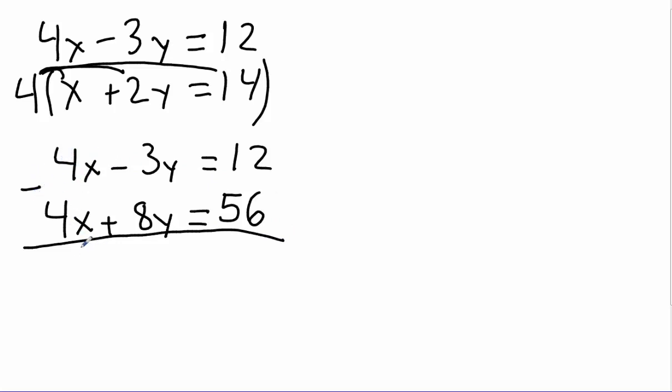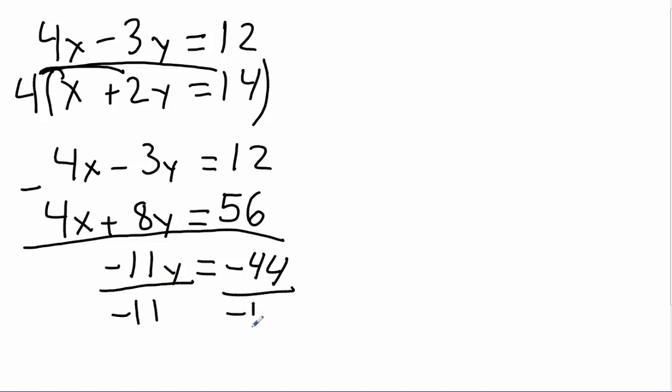4x minus the 4x is 0x. Negative 3y minus 8y is negative 11y. 12 minus 56 is negative 44. Now we have negative 11y is equal to negative 44. In order to solve for y, we must divide everything by a negative 11. And y is equal to a positive 4.